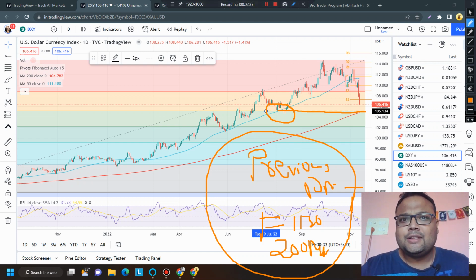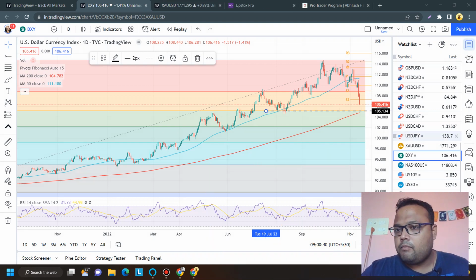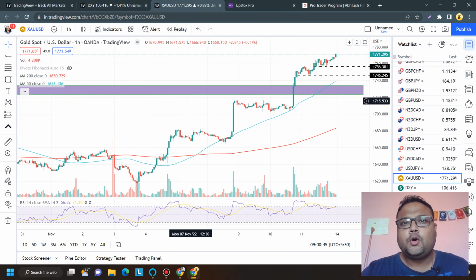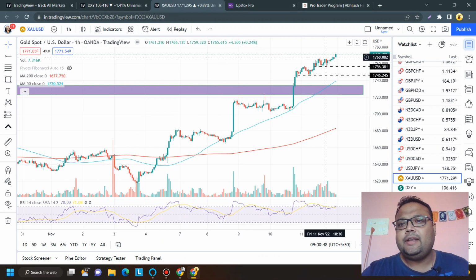Okay, now let's have a look at the chart of gold. This is the 1-hour chart of gold in front of us, and gold closed at 1771.